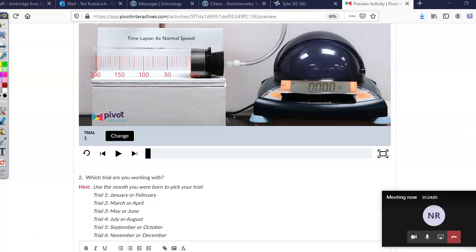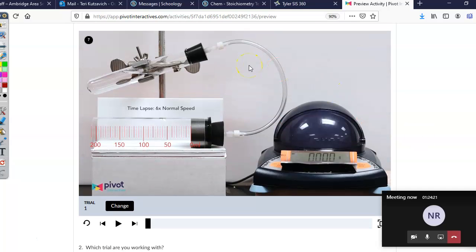You can watch this video as many times as you want. The balance will be giving you the grams of magnesium that they're using. They will then put that magnesium into the hydrochloric acid. So they will weigh out their magnesium. I just want to make sure you know what's going on. They'll weigh out their magnesium, you'll get that mass, and they'll put this magnesium into this test tube. In this test tube, it's hydrochloric acid.